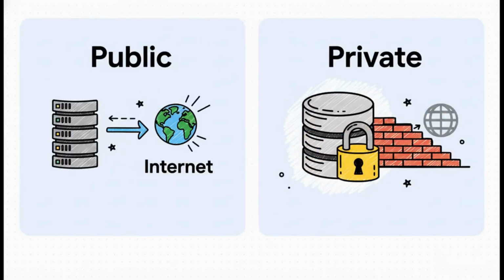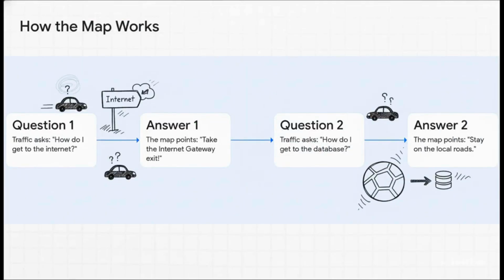Well, your public web server has a map with an exit right onto the internet highway. But your private database, its map has no exit. It's completely locked down and secure. So traffic asks, how do I get somewhere? And the map just points the way.